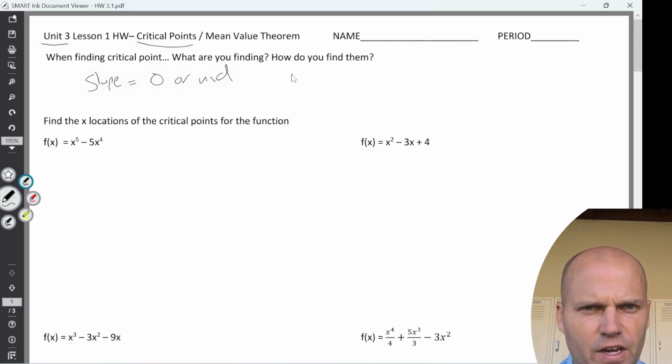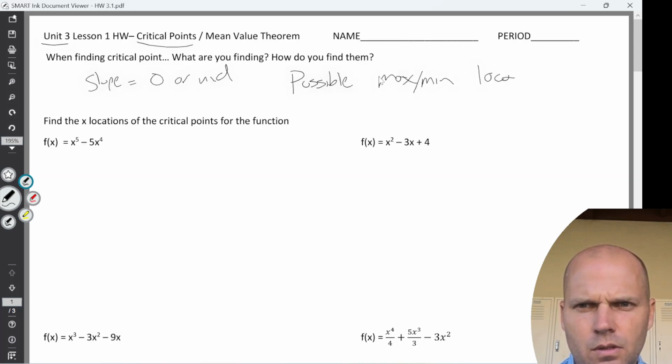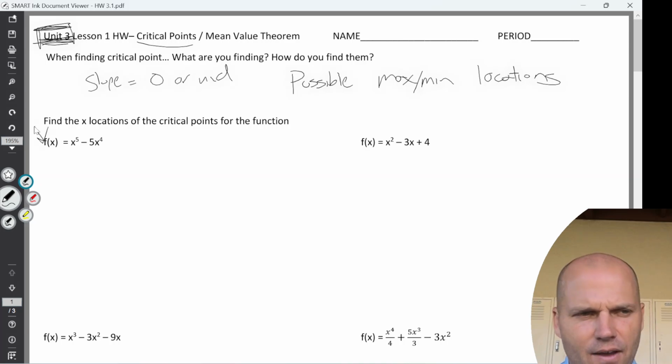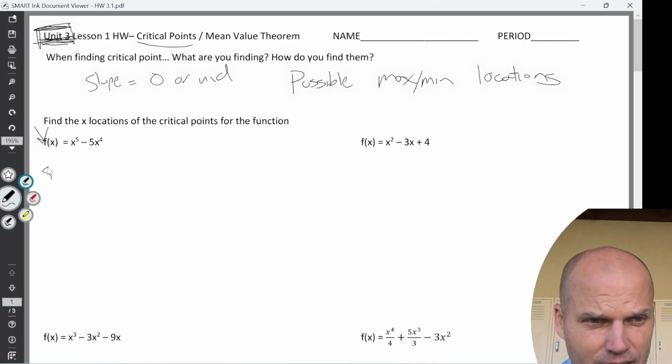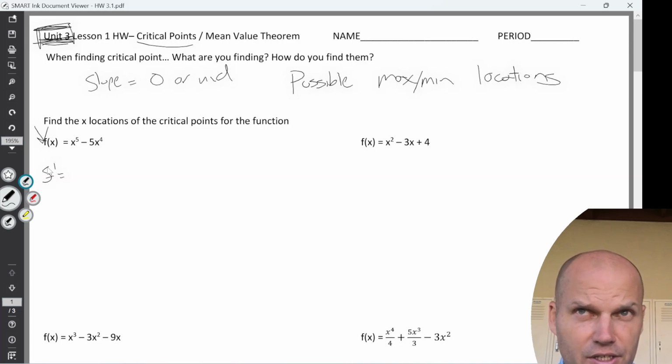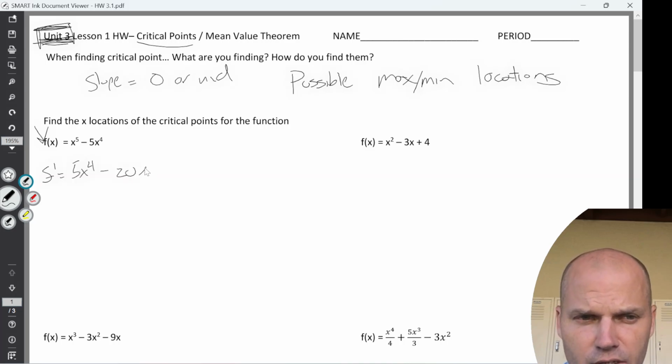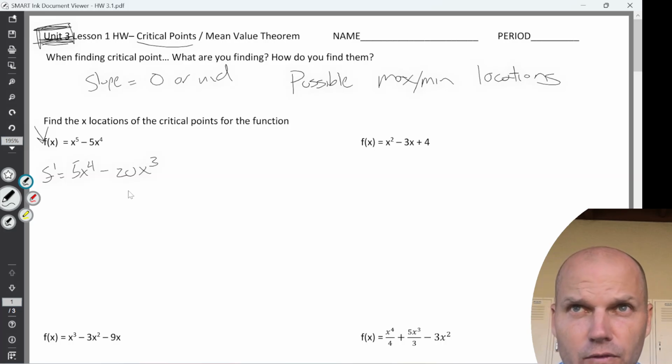What are we finding? We are finding possible max-min locations. What's really going to be interesting about this unit 3 is that we are going to eventually graph a function, but we will find that to understand a function's shape, we should be looking at its slopes, because slopes tell us how things are changing. And if you understand how things are changing, you understand the original function.